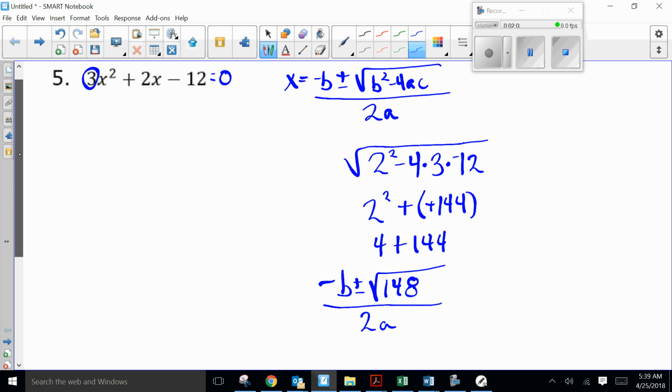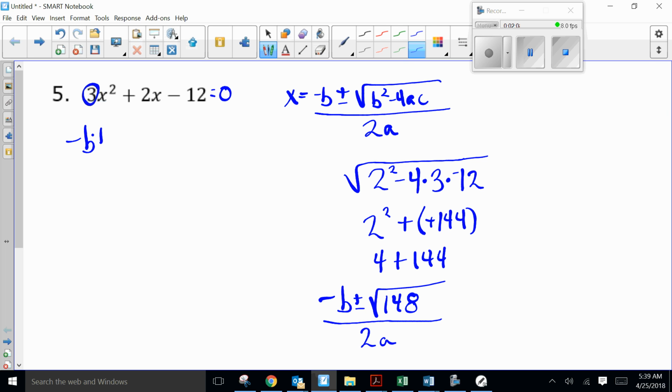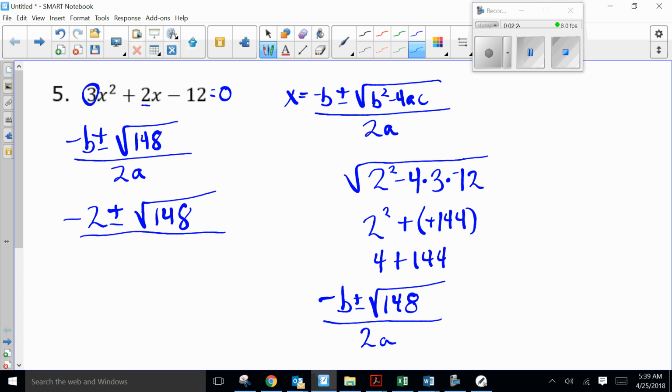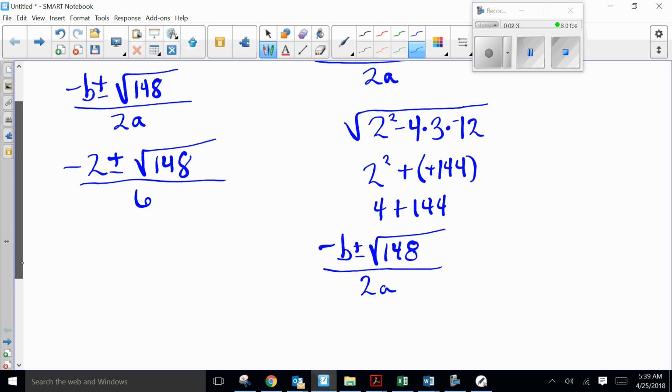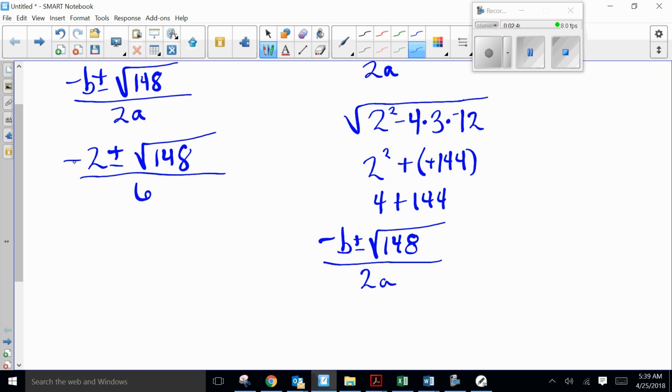So I'm going to rewrite that over here. So now I have negative 2 is my b plus or minus the square root of 148 all over 2 times my a, so 2 times 3. And that we can go ahead and just make that 6. Okay, so there's some things that can be simplified here. Negative 2 over 6 can actually become negative 1 over 3. We can see that.